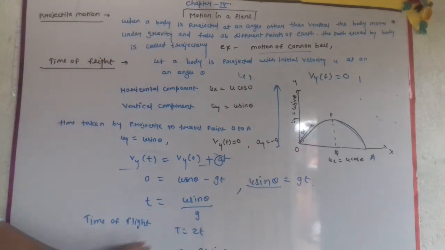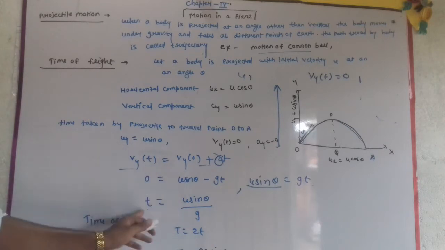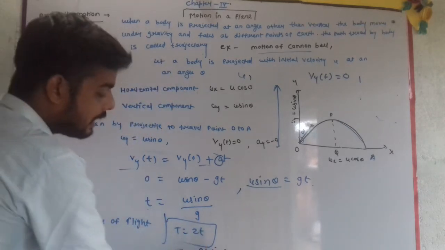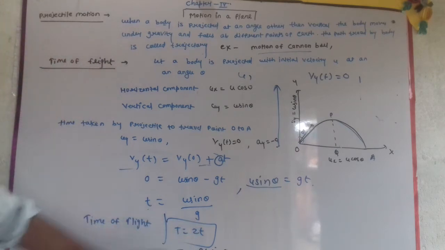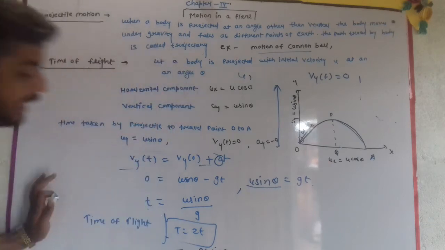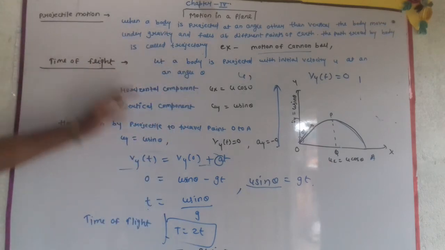But the time of flight will be 2t, because this is a small interval of time. So T equal to 2u sin theta upon g. So this is the derivation of the time of flight.